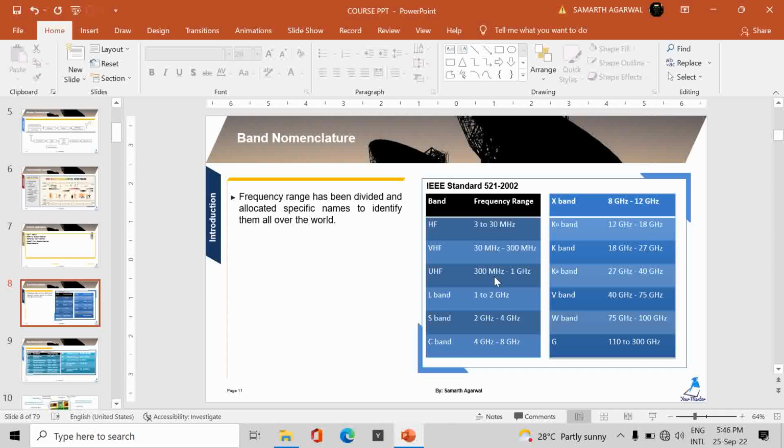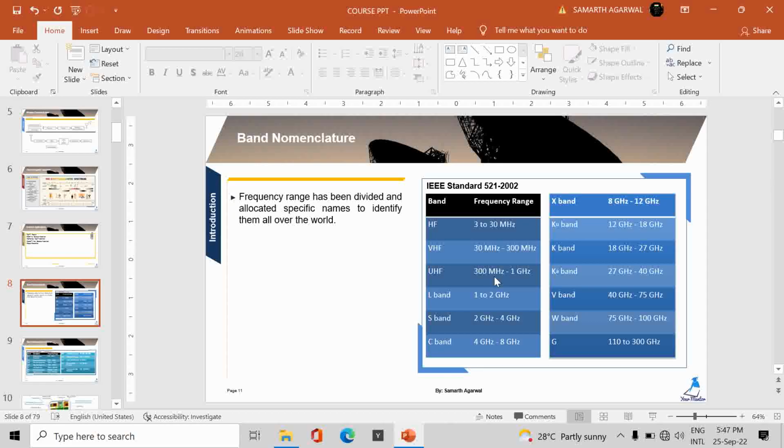Band nomenclature means that the ranges of frequencies have been given a designation, a name or a letter, allotted to them. I'll start with 3 to 30 megahertz, which comes under the high frequency, that is HF. 30 megahertz to 300 megahertz is VHF, very high frequency. Then 300 megahertz to 1 gigahertz comes under ultra high frequency, and then further L band, S band, C band, X band, Ku band, sometimes Q band, then K band, Ka band, and V band, W band, and G band.